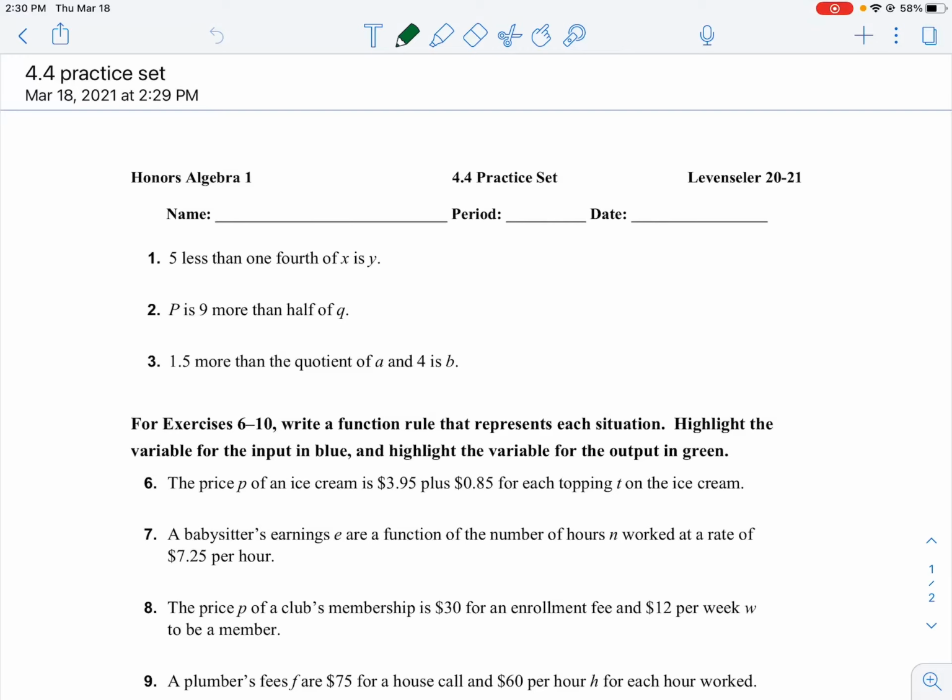Hey guys, just making a quick video here to get you started with the 4.4 practice set. So here we're going to be working on function rules. The first three questions are just a refresher of how to translate in mathematics.